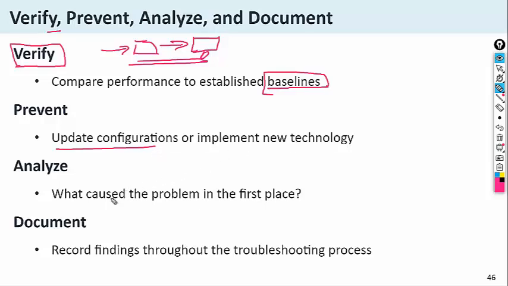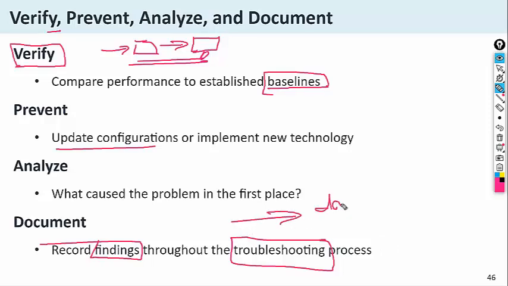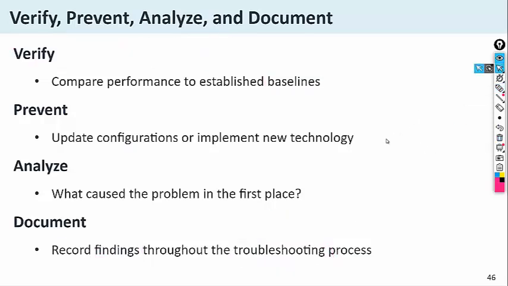Analyze what the cause of the problem was in the first place, then write the documentation: what you have done, what your findings were, how to troubleshoot, and what the troubleshooting process was. All these things you will have to write inside a document, so in the future the same document can be used.